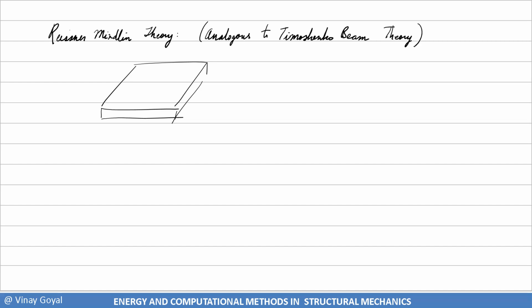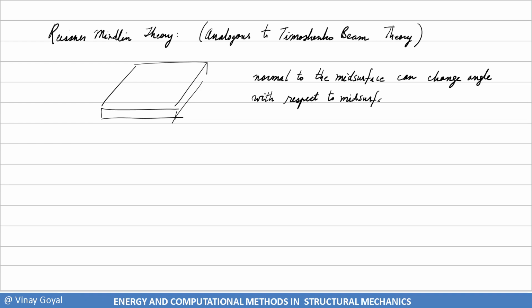In here, the normal to the midsurface can change angle with respect to the midsurface. Therefore, this theory is more general, but more expensive. Why is that? Let's look.